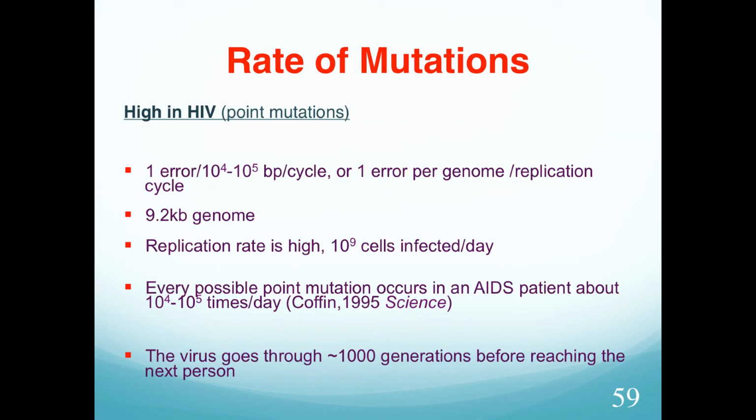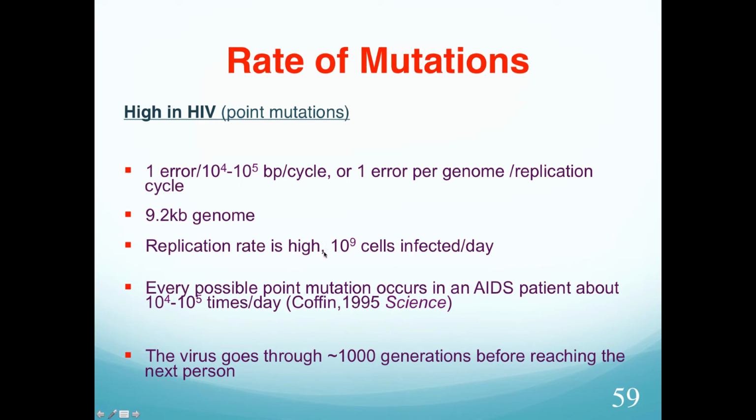In HIV, we have a very high rate of mutation. It's basically the rate that I used in our previous calculation. So 1 out of 10 to the negative fifth base pairs per generation, that yields about 1 error per genome per replication cycle, because they have about a 10,000 base pair genome.